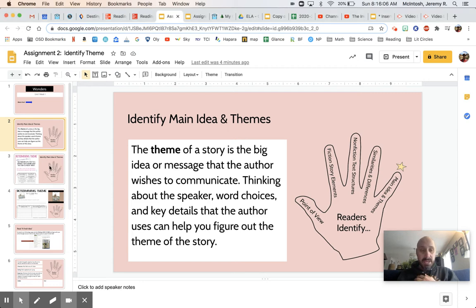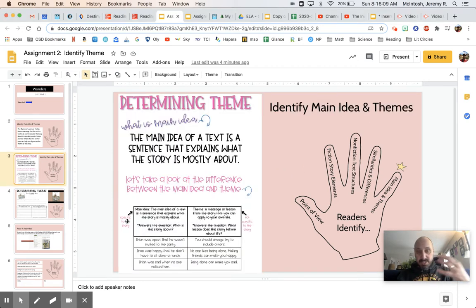So this first page here is just to give you an idea of the difference between a main idea and a theme. So the main idea, what is main idea? The main idea of a text is a sentence that explains what the story is mostly about. Usually just one sentence. So let's look at the differences between the main idea and the theme. The main idea is specific to the one story, okay? It answers the question, what is this story about?